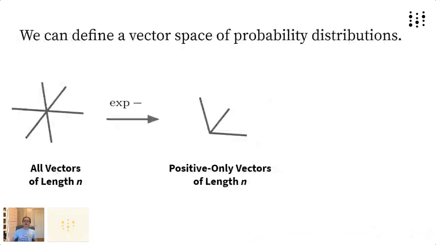And if we use this, we can define a vector space of probability distributions in a straightforward way. So what we do is we take this e to the minus operation and we apply it to all vectors of length n. And that gets us all positive only vectors of length n. So we basically take that n-dimensional space over there on the left and we map it all together into the upper right-hand quadrant, the positive only quadrant.